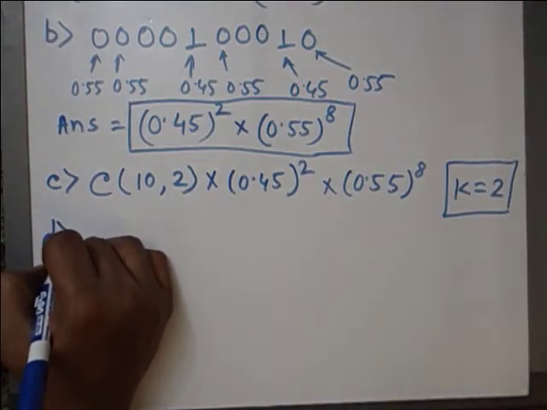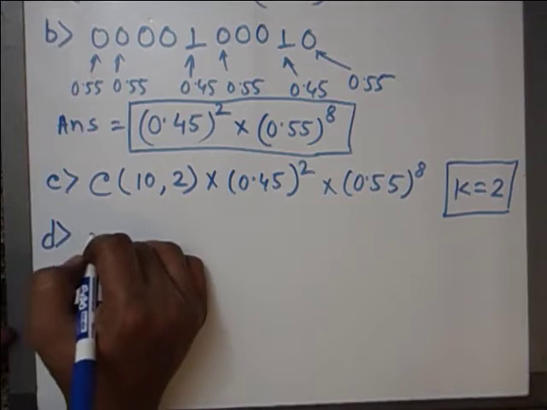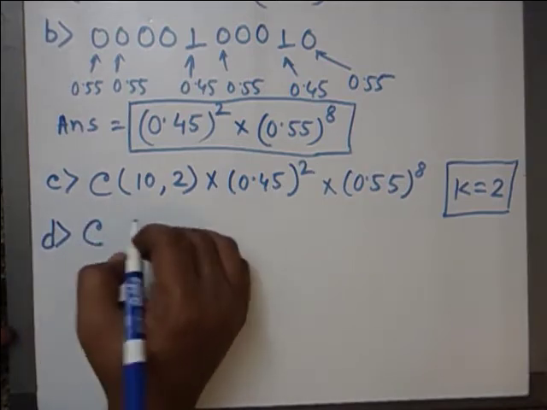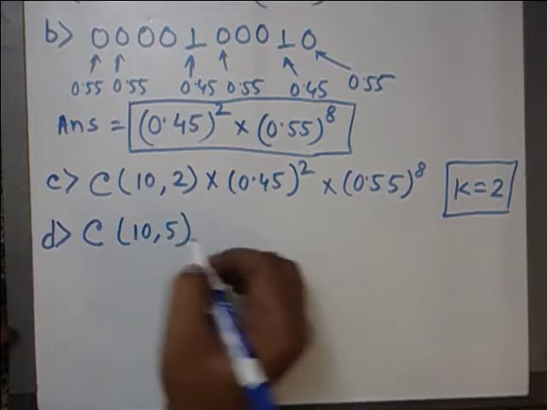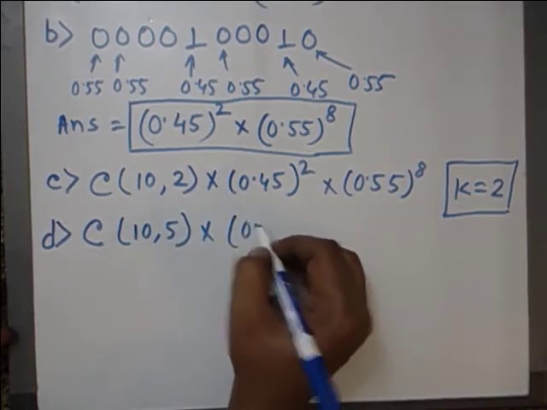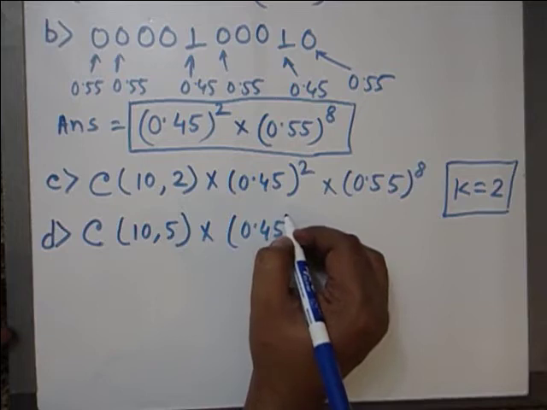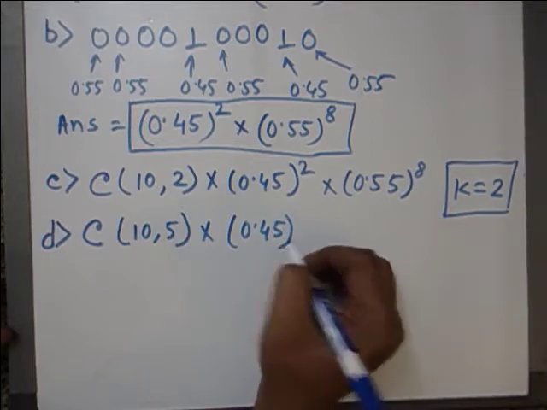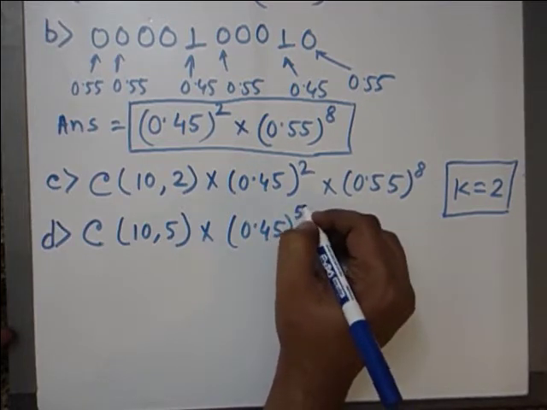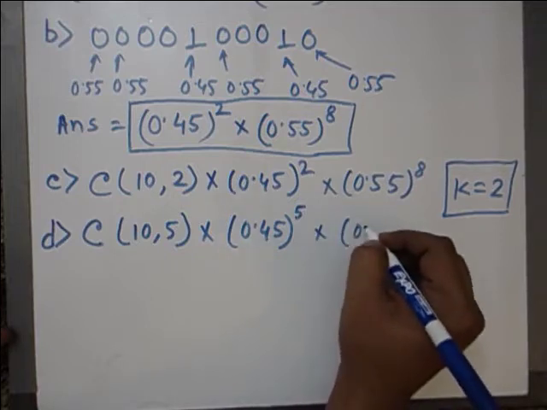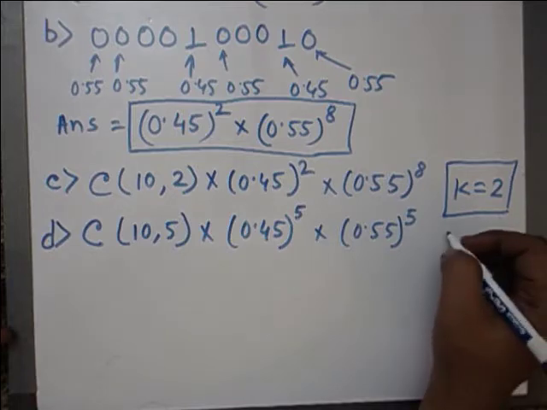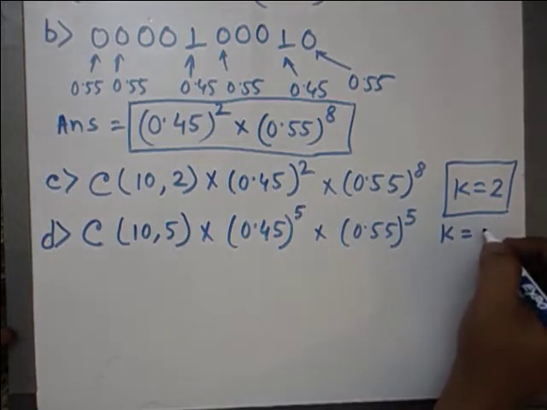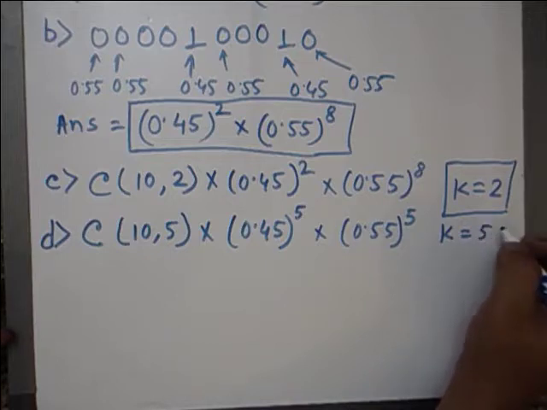Next is D. 5 ones and 5 zeros. Again simple. You have 10 bits, 5 of them are ones, so 10 choose 5. The probability of 1 is 0.45 to the power 5. The probability of 0 is 0.55 to the power 5. So for this problem, k is the number of successes, or number of ones, and that is 5.